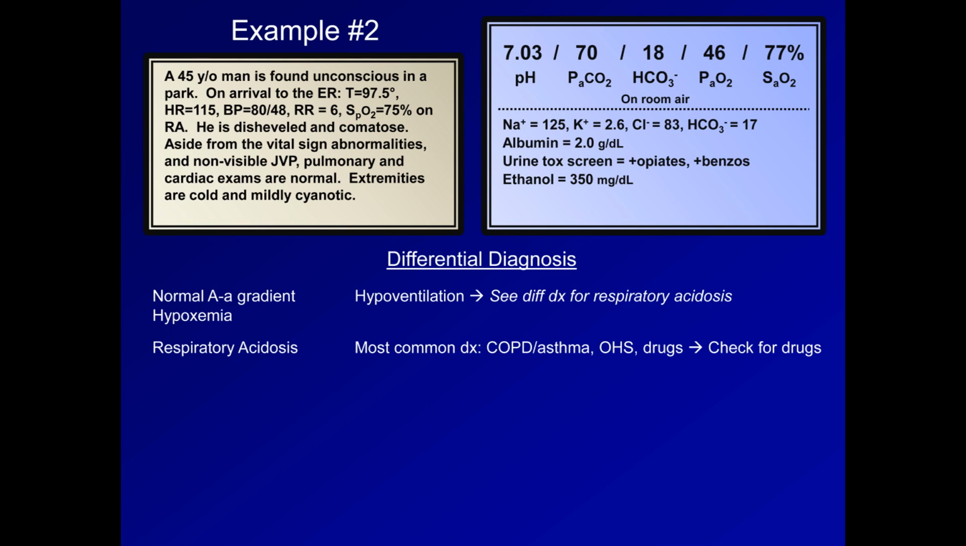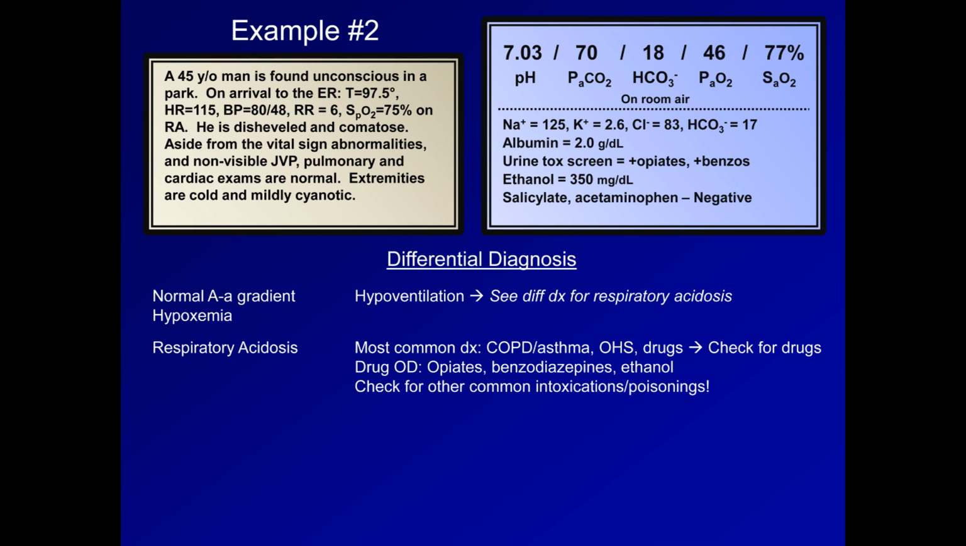That's more than 4 times the legal limit for driving here in California. So the patient has a drug overdose. Don't forget to check for other common drugs and poisonings, the ease of which may depend upon your institution's lab. At our lab, our salicylate and acetaminophen levels are easy and quick, and in this case are both negative.